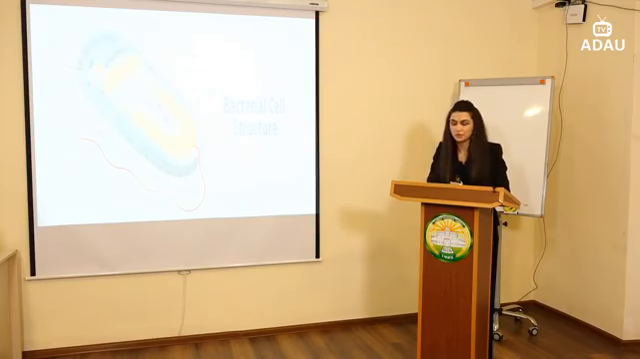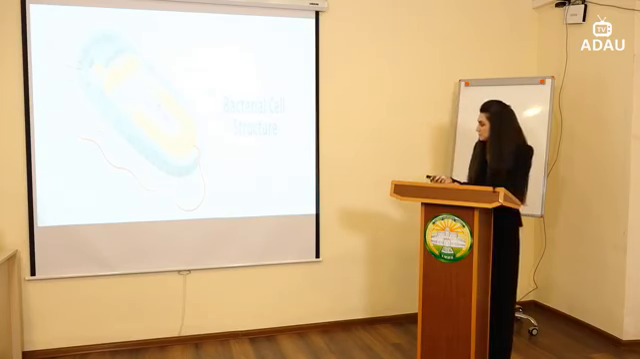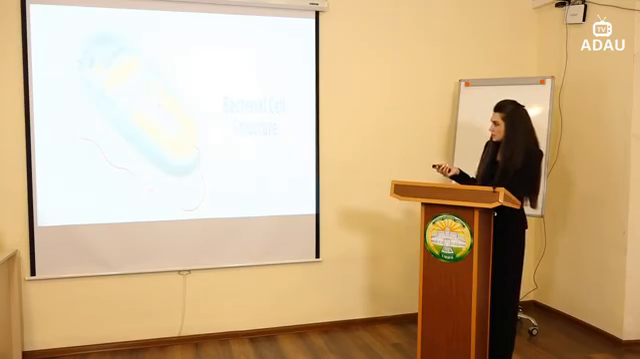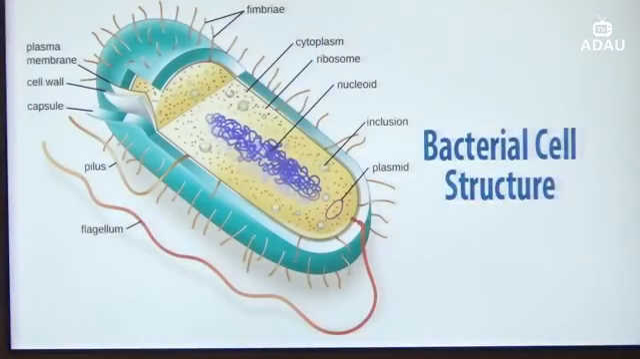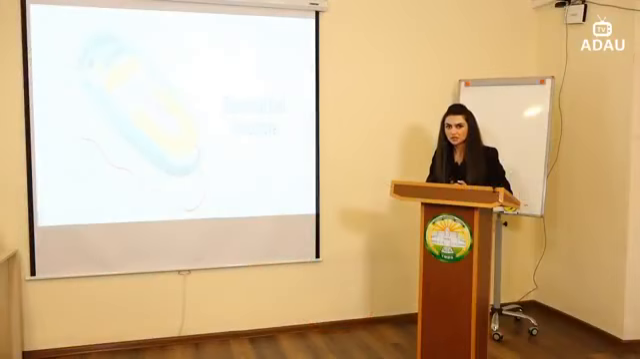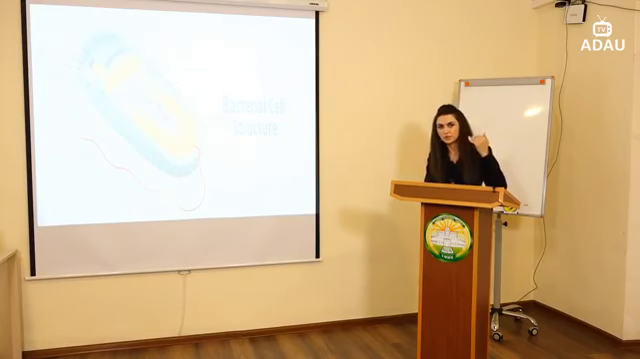And this is the bacterial cell structure, and especially the external structure of the microorganisms is called the morphology. So morphology means the external structure of the microorganisms, and based on the morphology, microorganisms are divided into some groups.